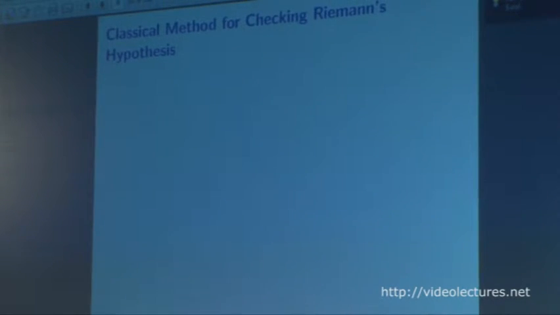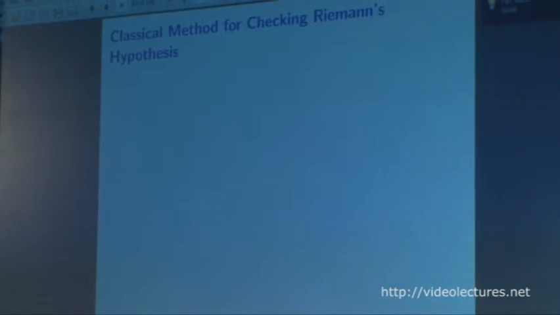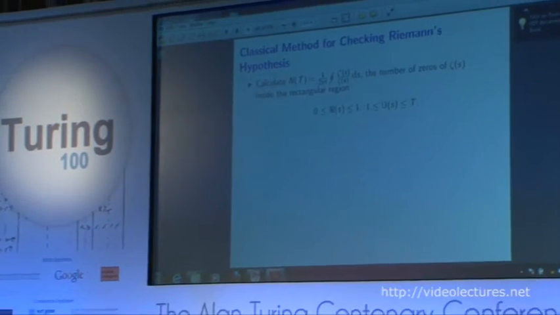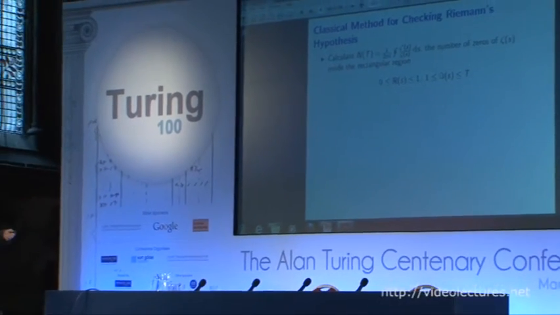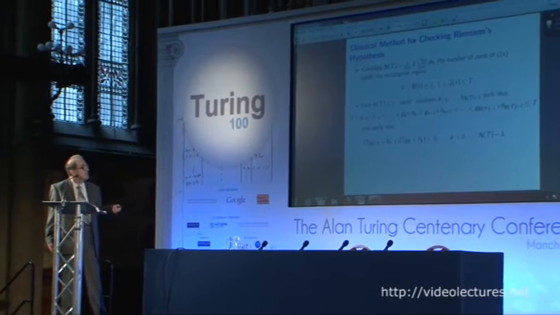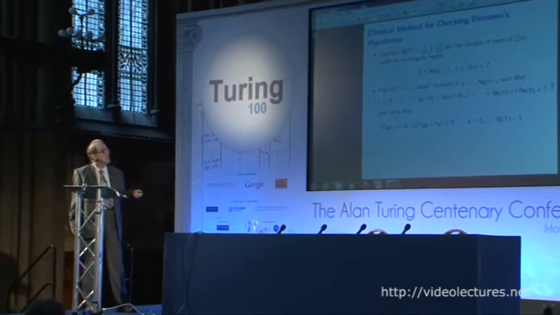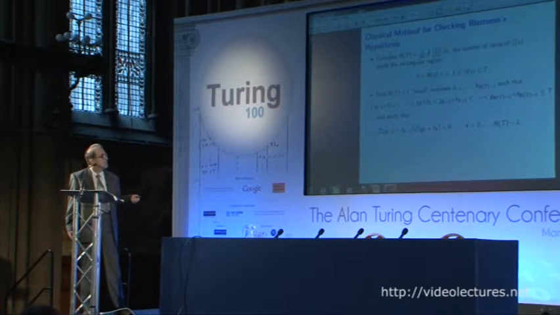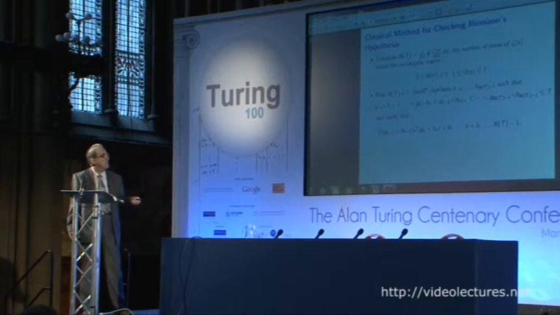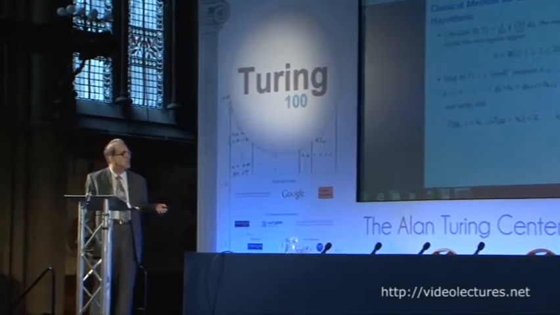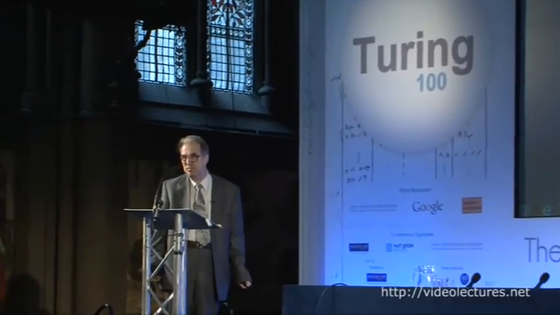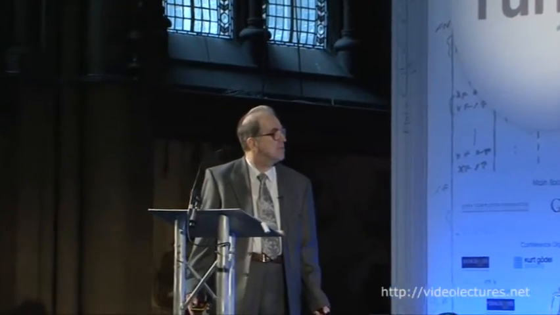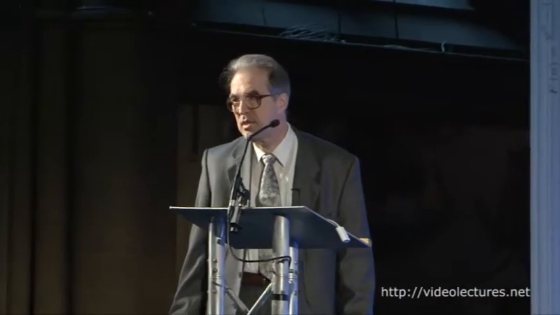the classical method, known before Turing, was as follows. The first stage: calculate this integral. Then try to find small numbers, h minus 1 and so on, such that these sums go in increasing order, and verify the change of signs at each point. If we succeed, we know that all zeros are on the critical line.